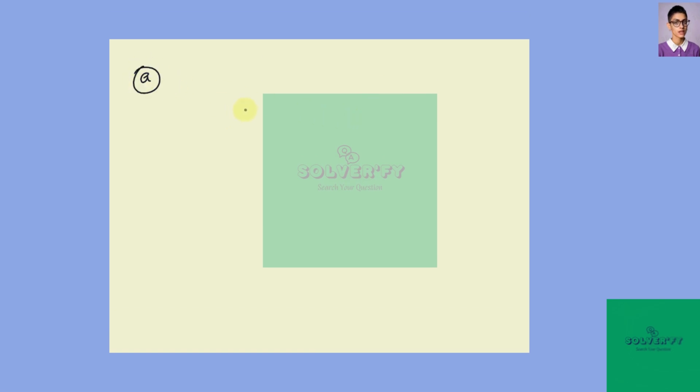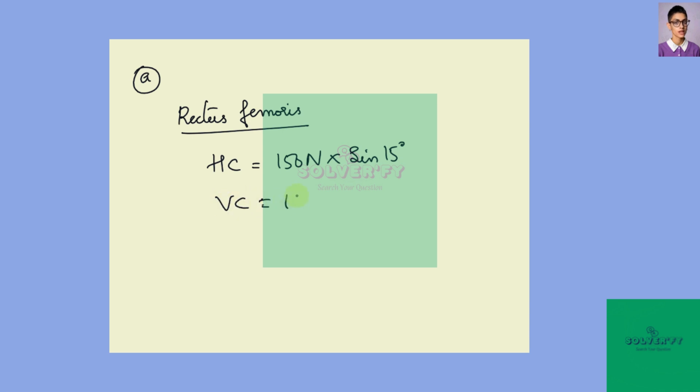So here for the first part, we need to find out the resultant force. First, let's resolve each muscle force into horizontal and vertical components. First one is for the rectus femoris. So here the horizontal component is 150 Newton into sine 15 degree and the vertical component is 150 Newton into cos 15 degree.